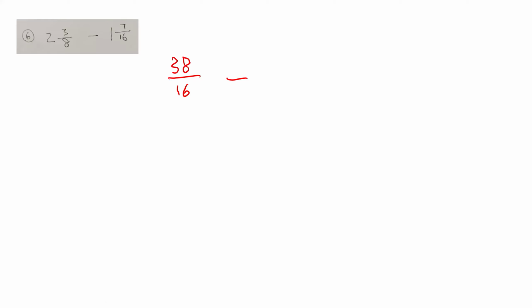1 times 16 is 16, funnily enough. And if we add 7 onto that, we're going to have 23. So we've rewritten the problem with improper fractions, and they have a common denominator, so we can do the maths now. 38 minus 23, that's going to give us 15. Our denominator is 16. We now have a proper fraction, so we don't have to try and convert somehow to a mixed numeral. In fact, we can't, because the numerator is smaller than the denominator, and we can't simplify that any further either. So there's our answer, 15/16.